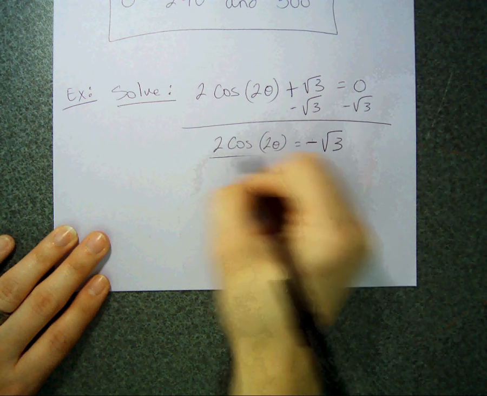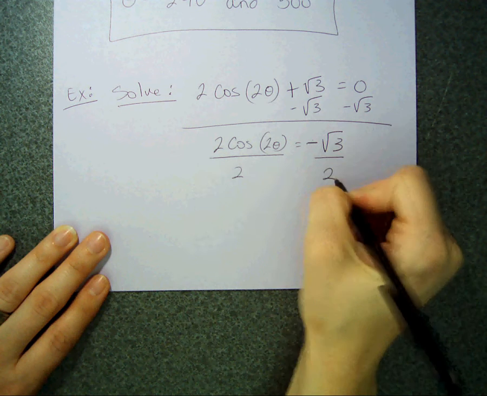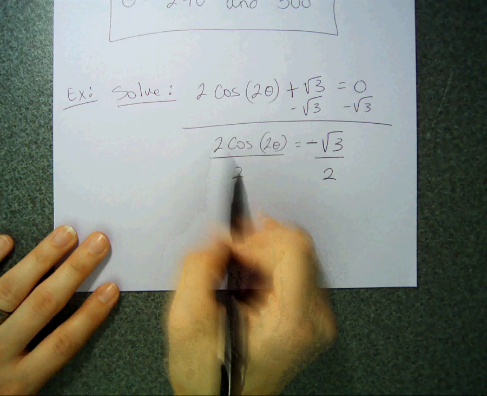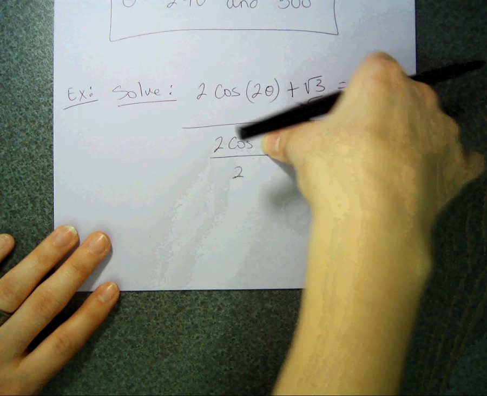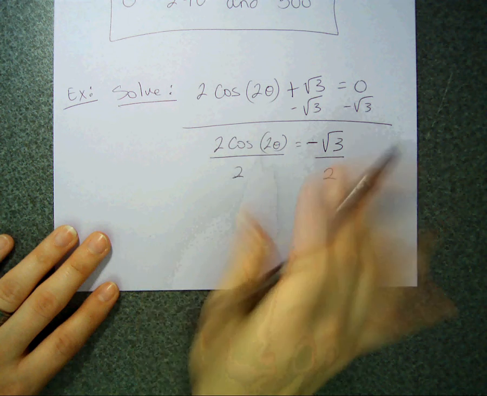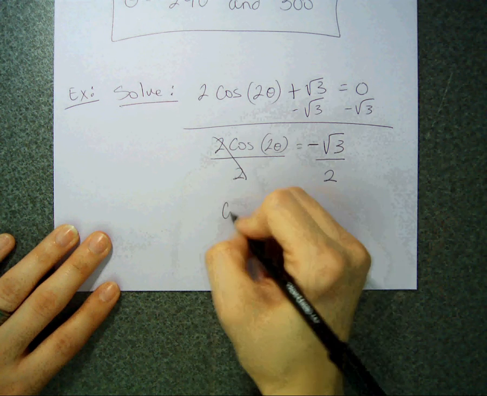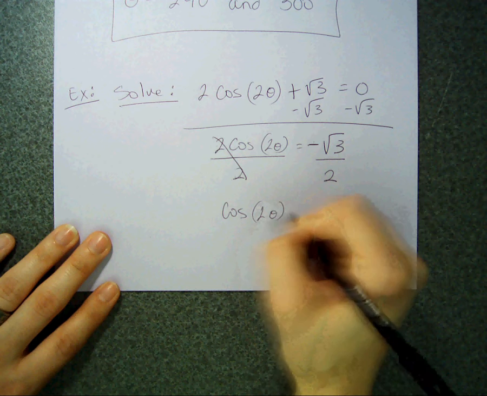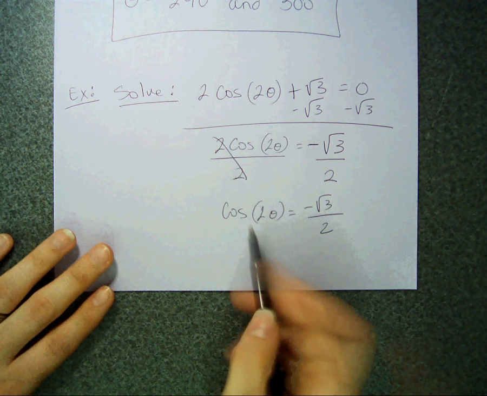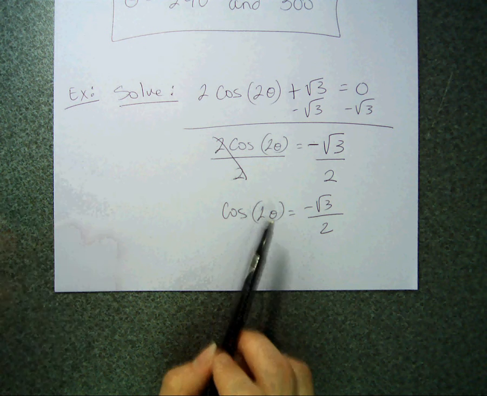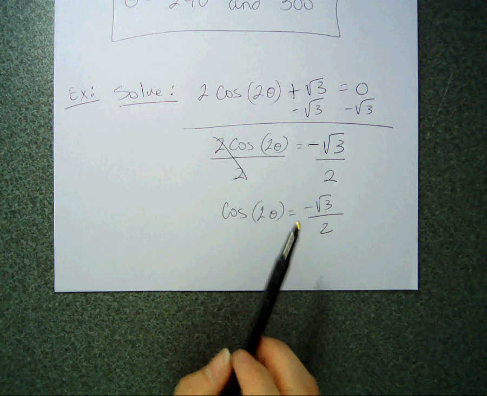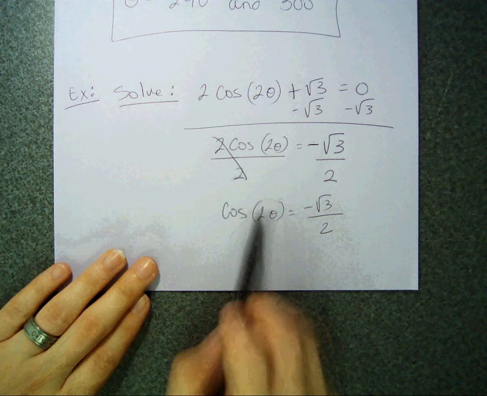When I divide by 2, I'm getting rid of the 2 on the outside. The 2 on the inside, just ignore it for the time being. I have cosine of 2 theta equals negative square root of 3 over 2. Now, cosine of 2 theta is an angle, regardless if there's a 2 there or not. And I want to know what is that angle. What angle causes cosine to be negative square root of 3 over 2?